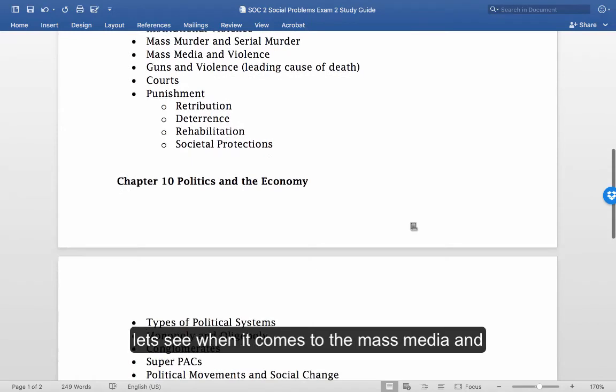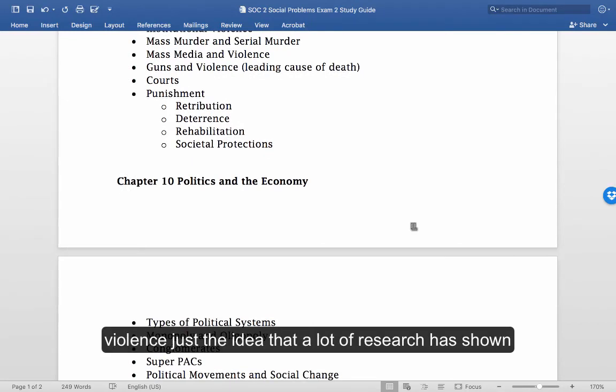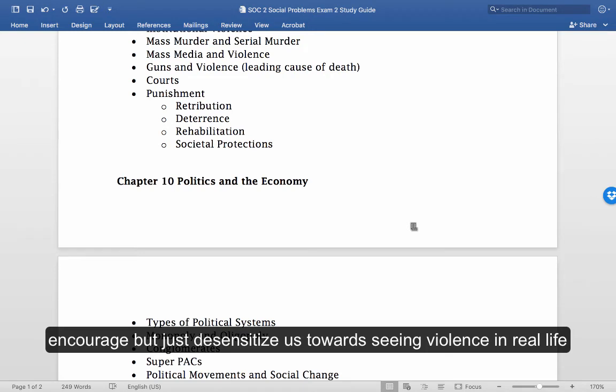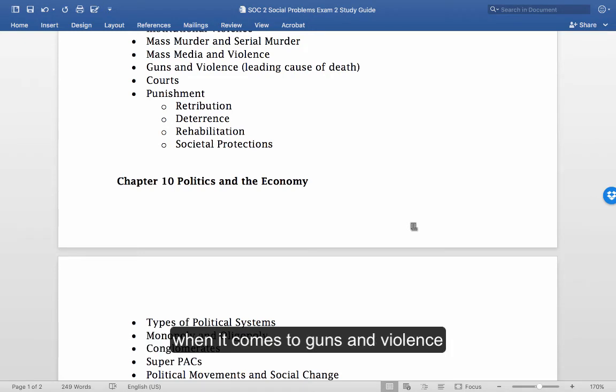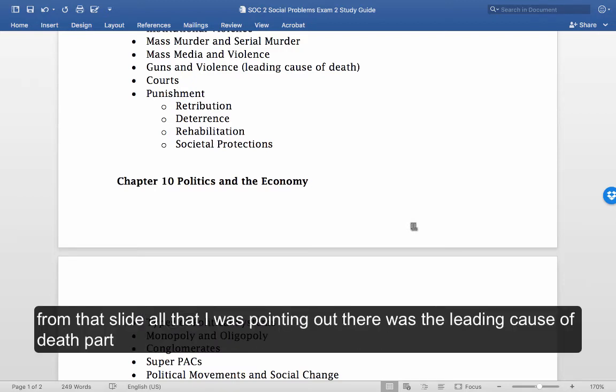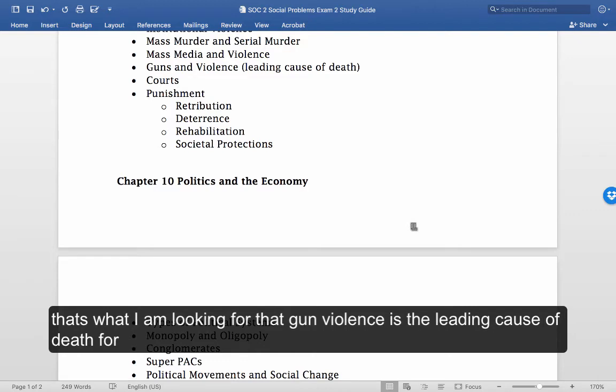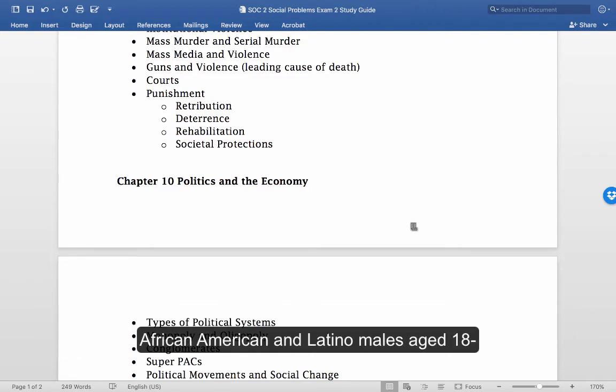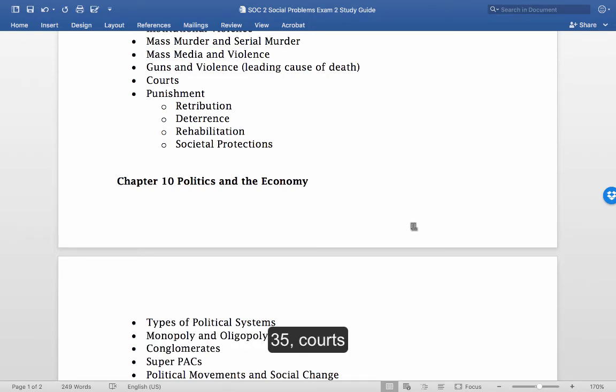Let's see. When it comes to the mass media and violence, just the idea that a lot of research has shown that watching a lot of violence in the media can often not just encourage, but just desensitize us towards seeing violence in real life. When it comes to guns and violence, from that slide, all I was really pointing out there was that leading cause of death part. Hint, that's what I'm looking for, is that gun violence is a leading cause of death for African American and Latino males 18 to 35.